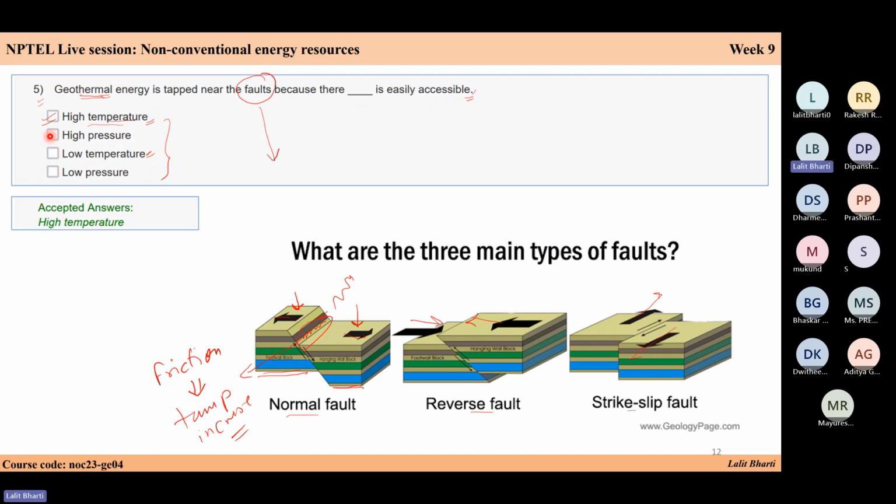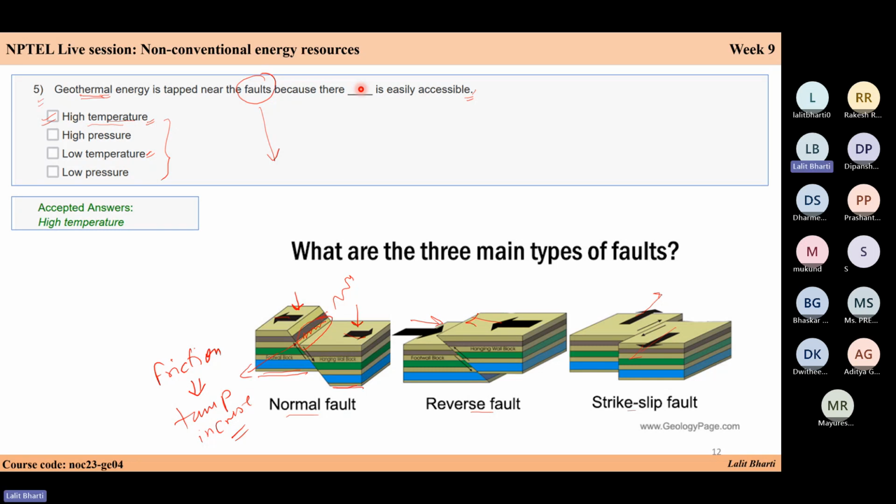Then the fifth question. The fifth question says geothermal energy is tapped near the faults because their blank is easily accessible. So what should be here? Let's see the options: the high temperatures, high pressures, low temperatures, low pressures.